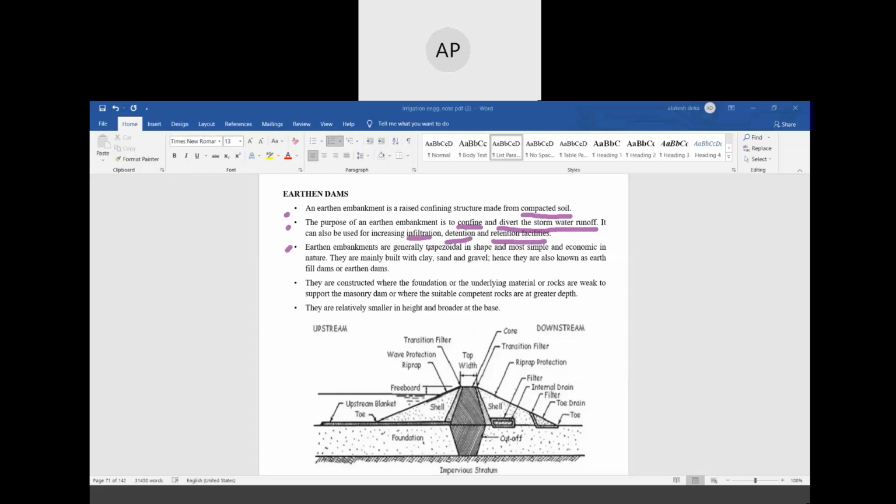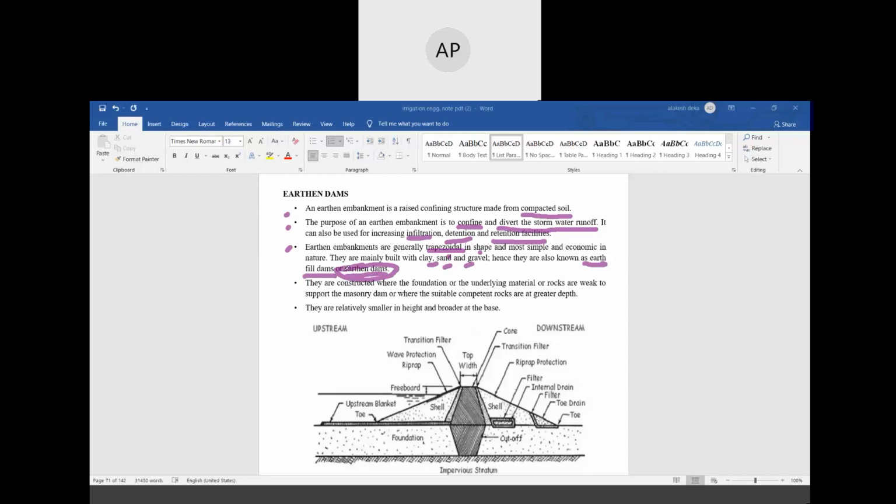Earthen embankments are generally trapezoidal in shape and the most simple and economic in nature. They are mainly built with clay, sand, gravel. Hence, they are known as earth-filled dams or earthen dams. So earthen dams are made up of clay, sand, and gravel. That's why they are known as earthen dams.